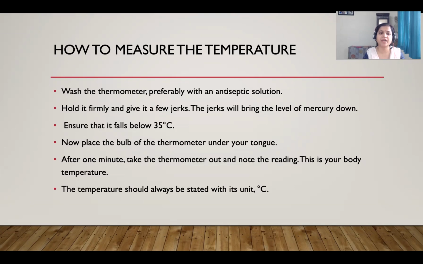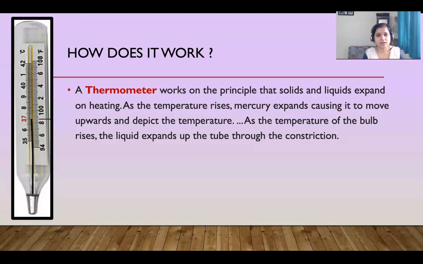Now, how does it work? How does the mercury thread rise? How does it show us the temperature? This is because solids and liquids can expand when provided with heat. So when you put this thermometer under your tongue, this ball part, which is made from metal, will absorb the body temperature.